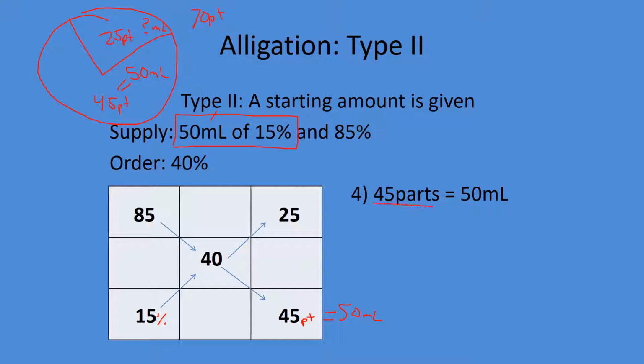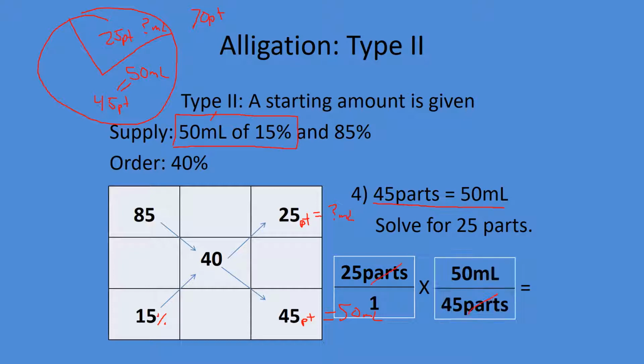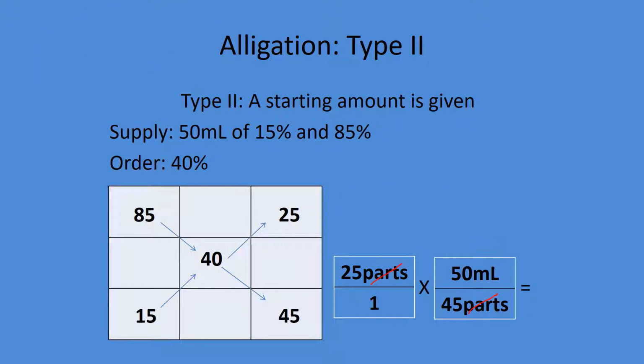So the information we got from the question, or doing the alligation, is 45 parts must equal 50 mLs. So here 25 parts equals how many mLs? So this is our conversion factor. 45 parts equals 50 mLs. So now we solve for 25 parts. So just put it over 1, multiply by your conversion factor, and you'll see that for alligation type 2, you're going to need 27.8 mLs.